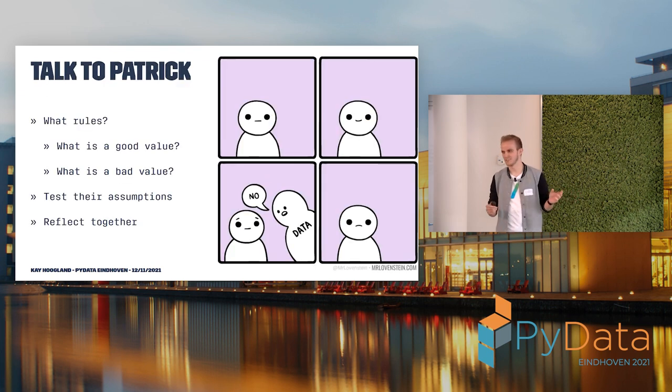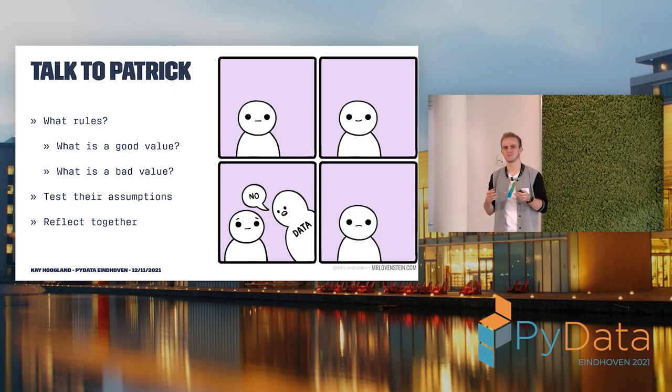Well, you talk to Patrick, of course. What rules? What are you looking at? What is then a good value for you? What is a bad value for you? And then you can also test their assumptions. You can see if they did any actions based on what he's telling you. You can really fuel this with data and also tell him no if he's not right about certain rules and certain values, and you can reflect together.